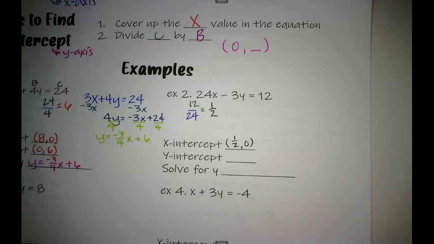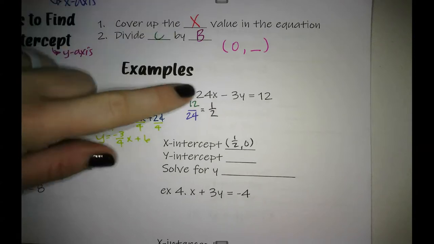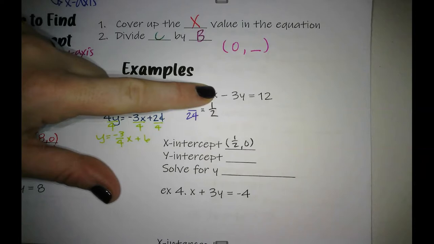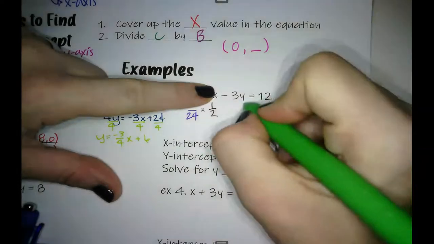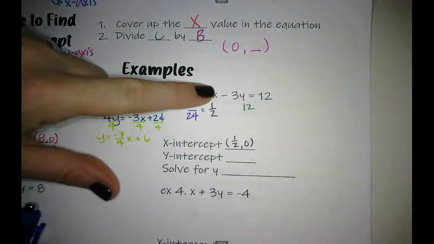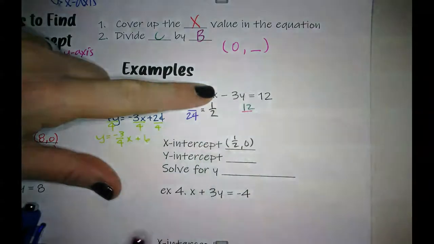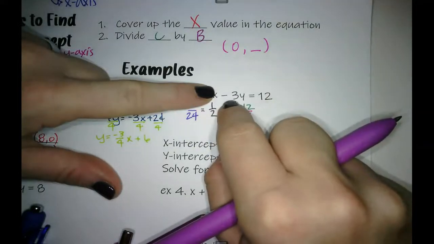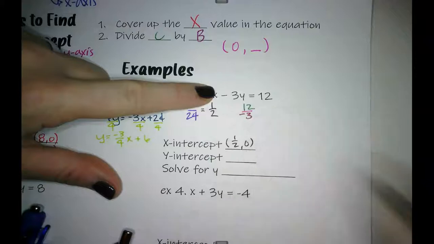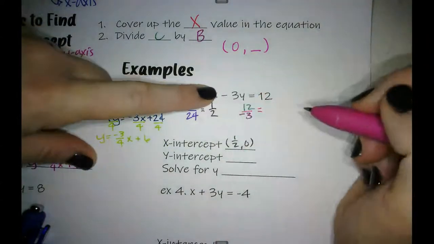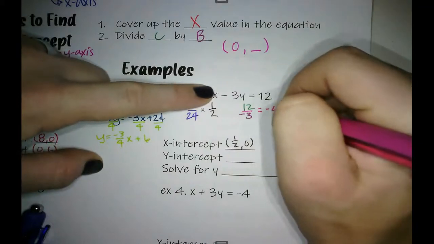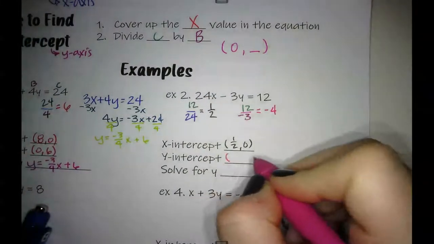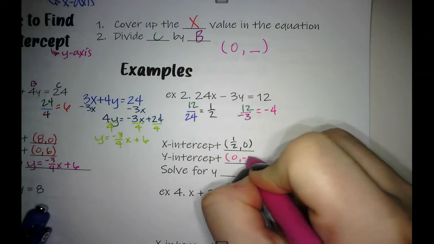Then I'm going to cover up the x. Take that c value of 12 and divide it by that b value. This sign matters. So whatever signs are in front of your numbers, they go with your numbers. So we got 12 divided by -3 is -4. So my y-intercept is at 0, -4.